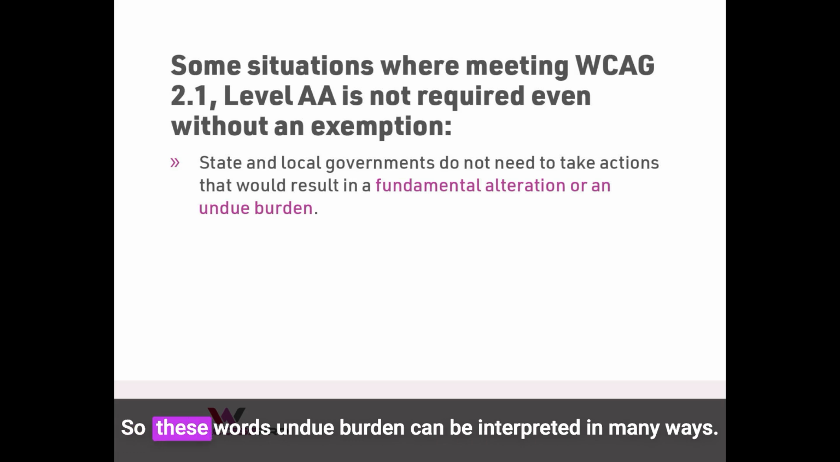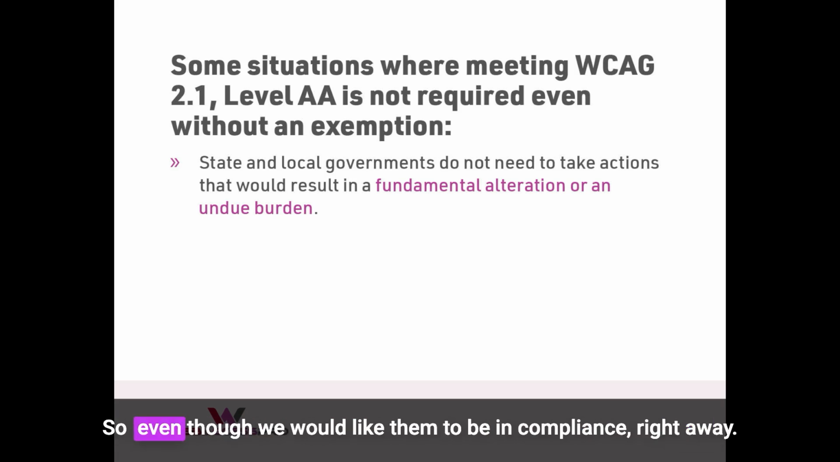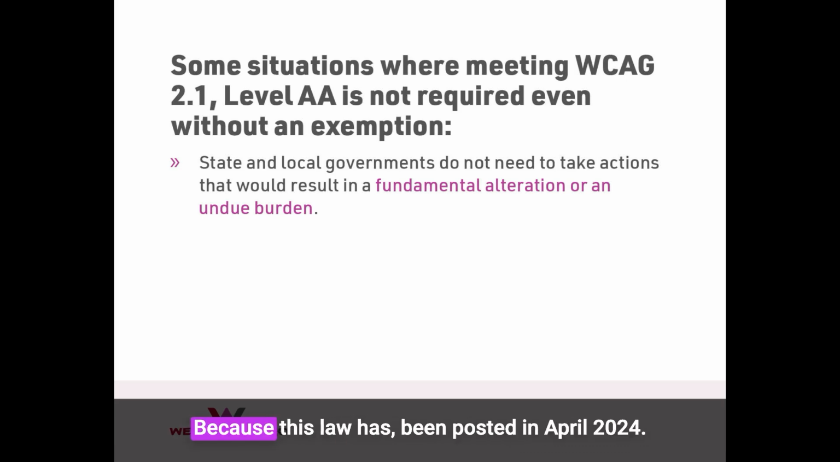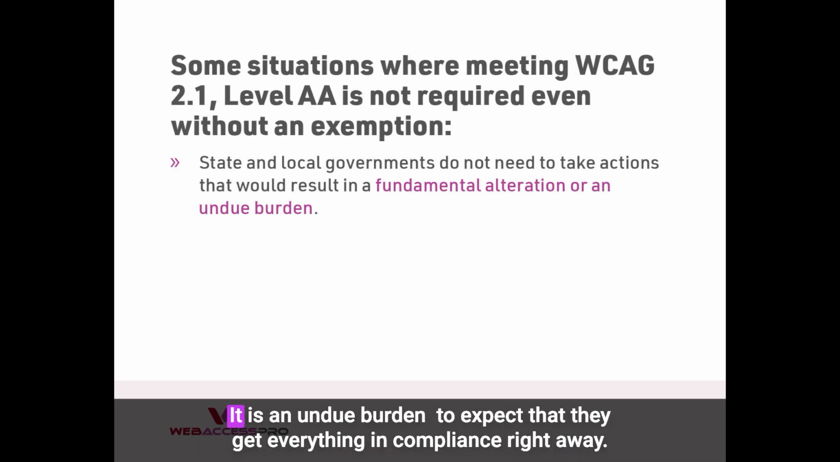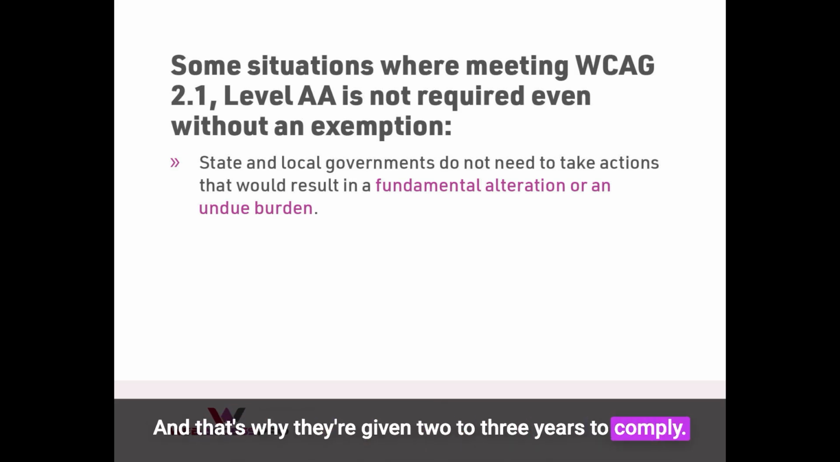So these words undue burden can be interpreted in many ways. So even though we would like them to be in compliance right away, because this law has been posted in April 2024, so you would expect all the state and local government websites would now be compliant. It is an undue burden to expect that they get everything in compliance right away, and that's why they're given 2 to 3 years to comply.